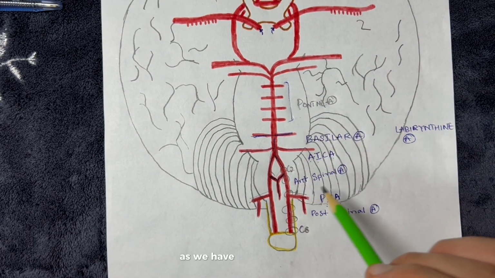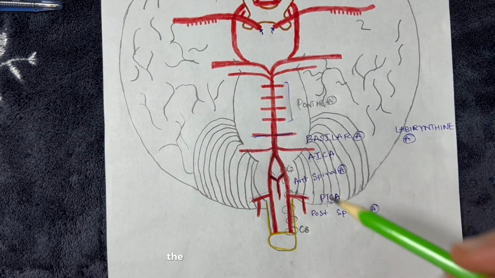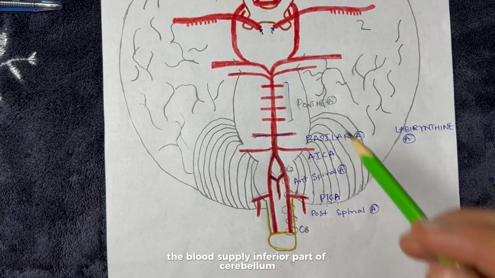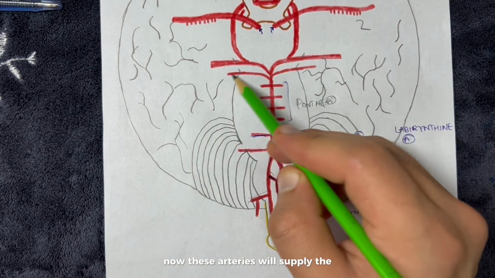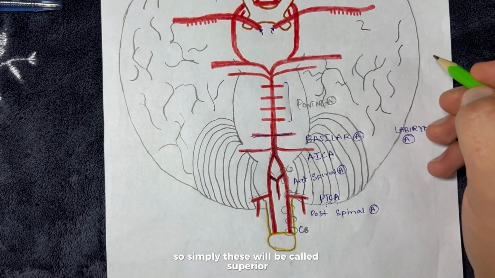Moving upward, as we have completed the blood supply of the inferior part of the cerebellum, now these arteries will supply the superior part of the cerebellum. So simply these will be called superior.